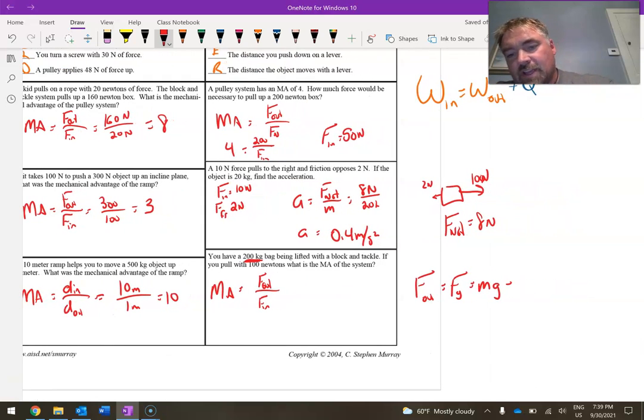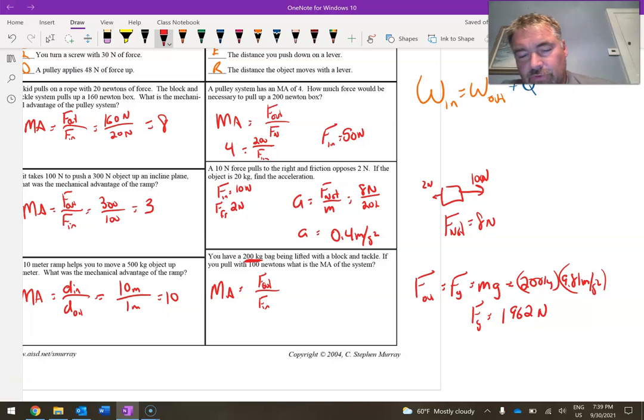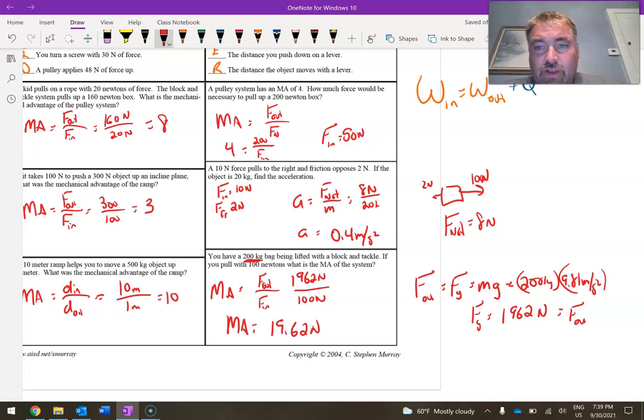So in that case, I'm going to take my 200 kilograms times 9.81 meters per second squared, and that's going to give me a force of gravity of 1,962 newtons. So now when I put this in, that's my force of gravity, which is equal to the force that it exerts out. So 1,962 newtons, and I divide that by 100 newtons, and I find that my mechanical advantage is equal to 19.62.